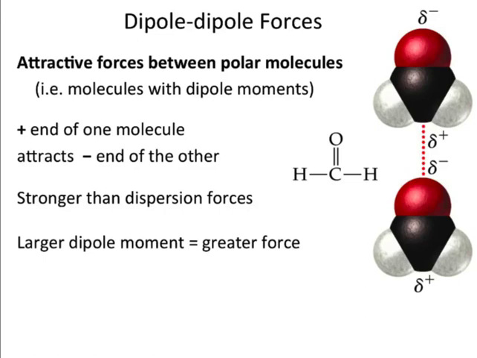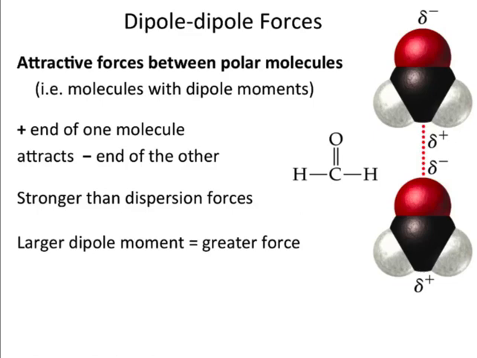Similarly to how positive ions and negative ions attract each other, but here we have neutral molecules that just have a very slight distribution of charge, positive on one side, negative on the other side. And so these molecules attract each other because the positive and negatives attract. This is stronger than dispersion forces because there's a permanent dipole and not an instantaneous dipole.